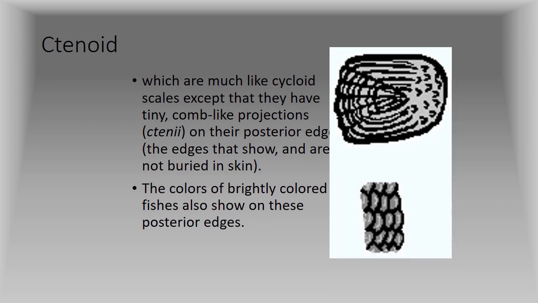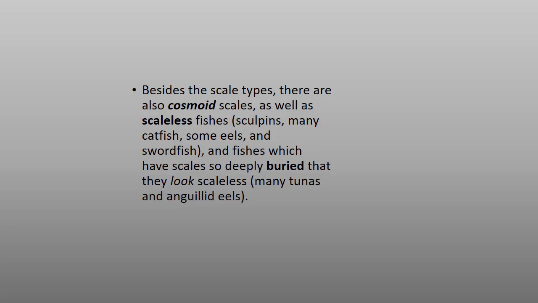Cycloid scales. Many fishes with which we are most familiar have cycloid scales, which are the thin, round, almost transparent scales that we find when we are cleaning trout, salmon and herring. These are fishes that, when we eat them, we must clean them, and then we will cook.